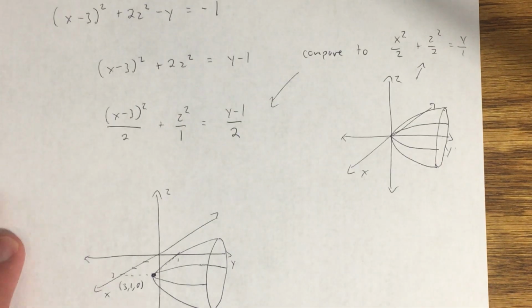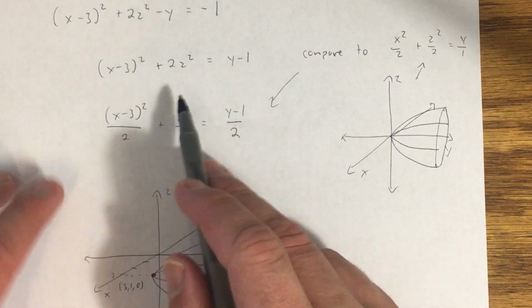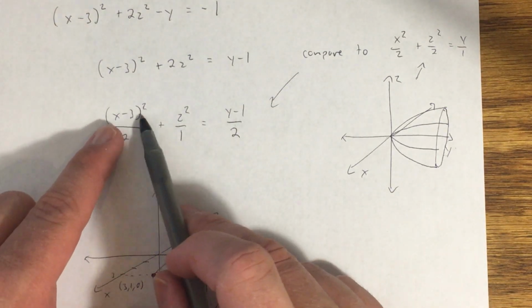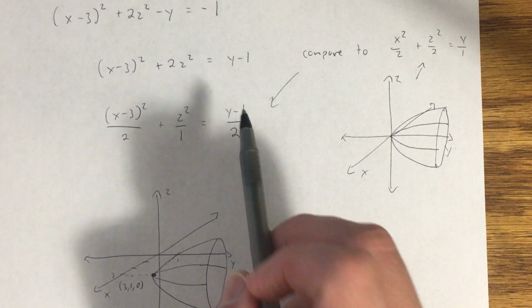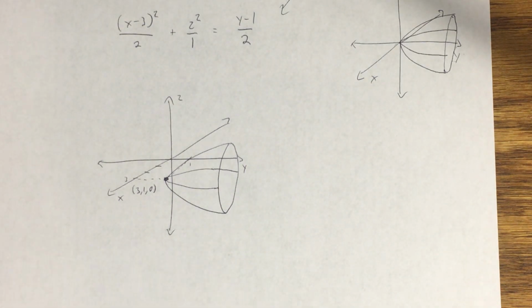And that's how we deal with these more general cases, where it's not just x squared or y squared or whatever. It's, you know, x minus 3 or y minus 1, what have you. Okay, that's about it. That's all the time we really need to spend on quadric surfaces.